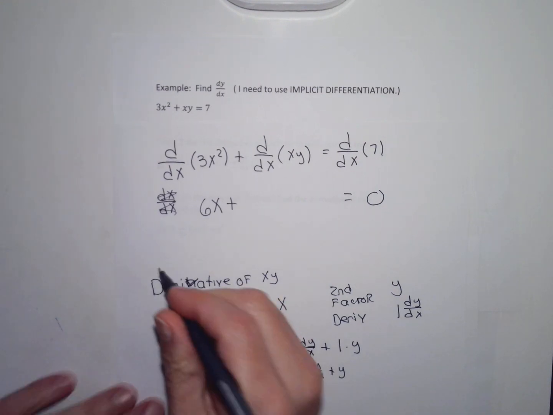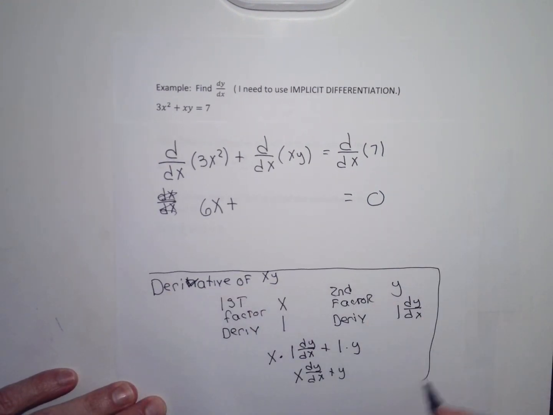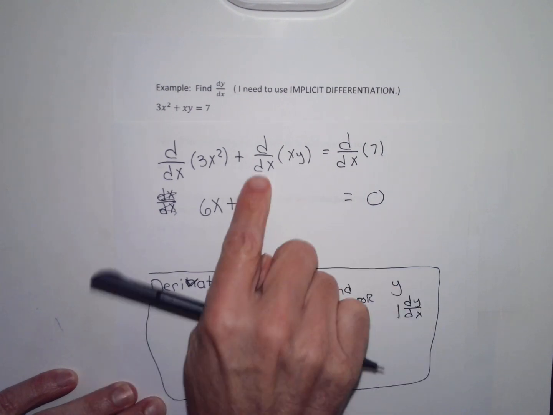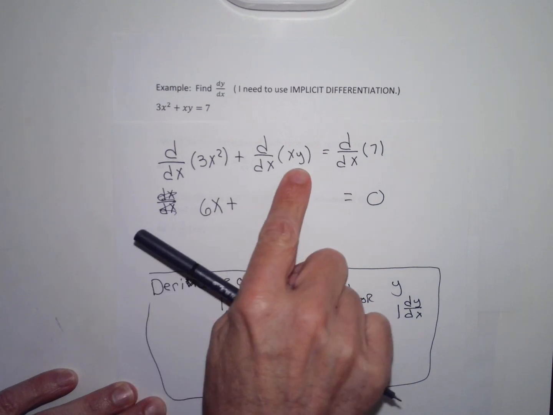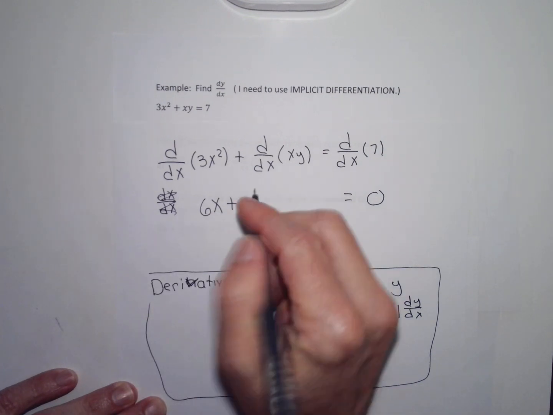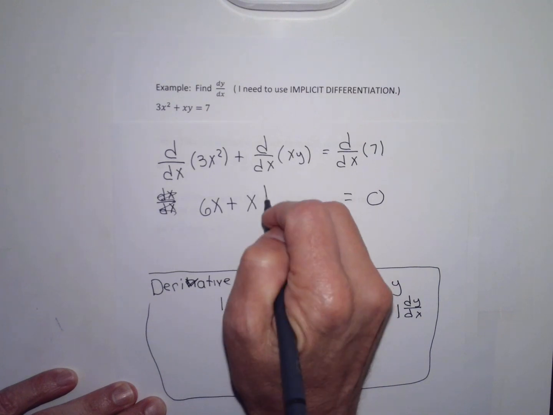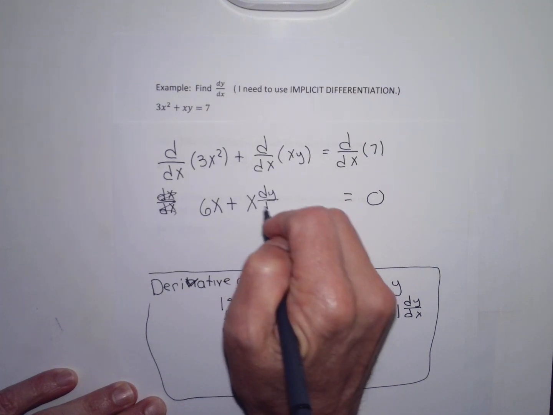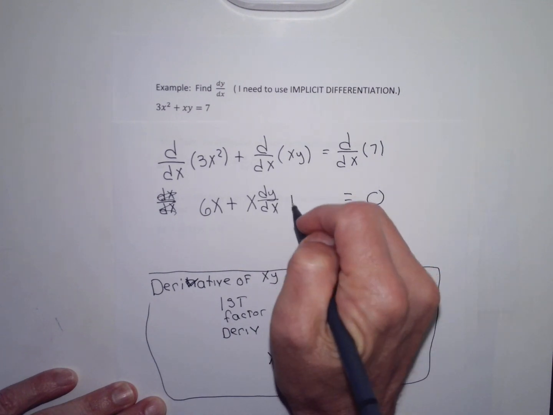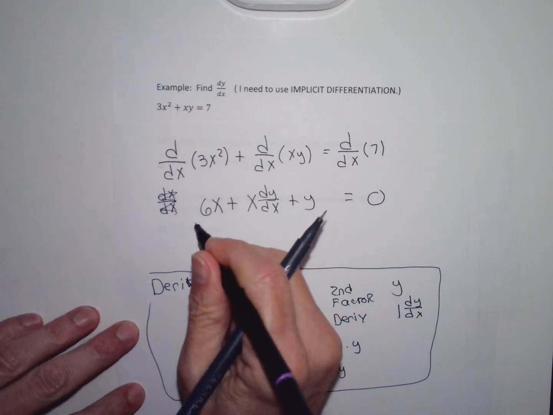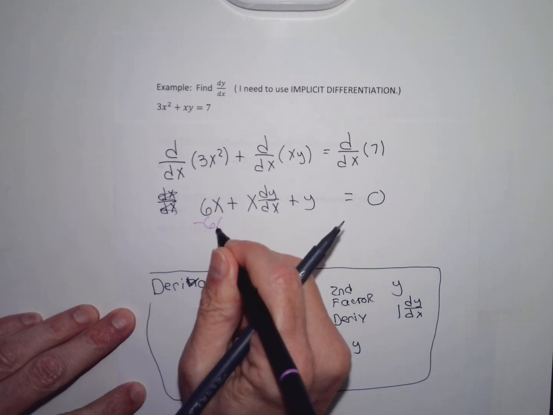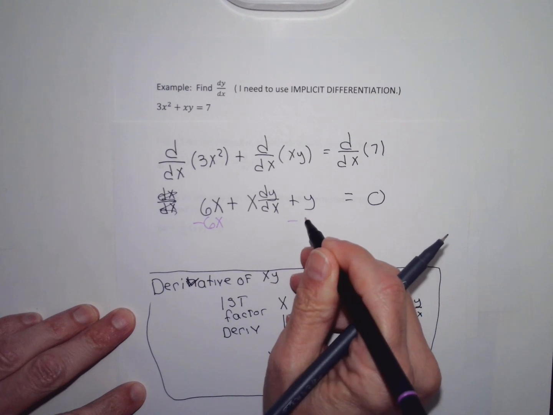So this is all side work that was necessary to help me find my derivative, because right after the derivative of 3x squared, which is 6x, I need to put the derivative of xy, and the derivative of xy is x times dy dx plus y. So now I need to solve this for dy dx, which means I need to isolate the dy dx, and how I'm going to do this is I'm going to subtract 6x and subtract y from both sides, and then I'm going to divide by x.